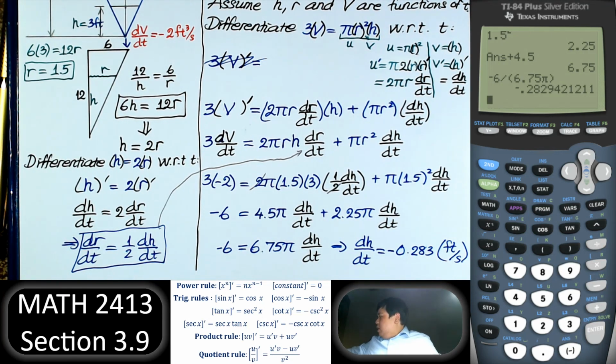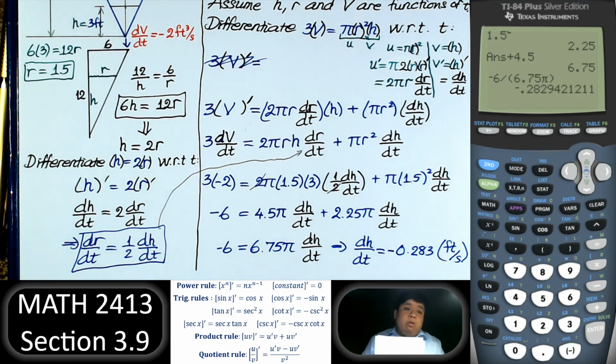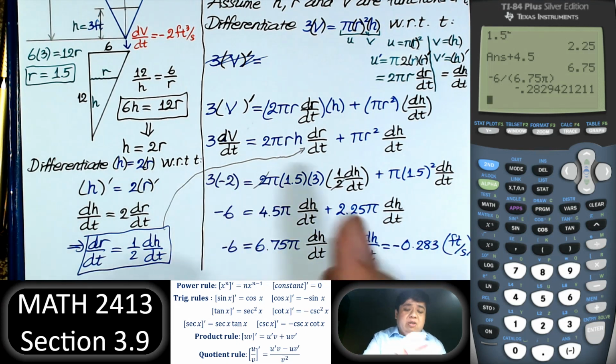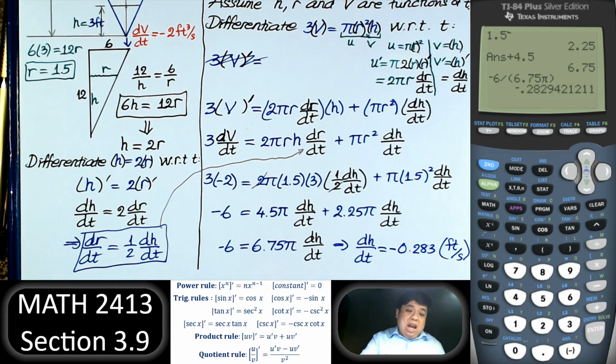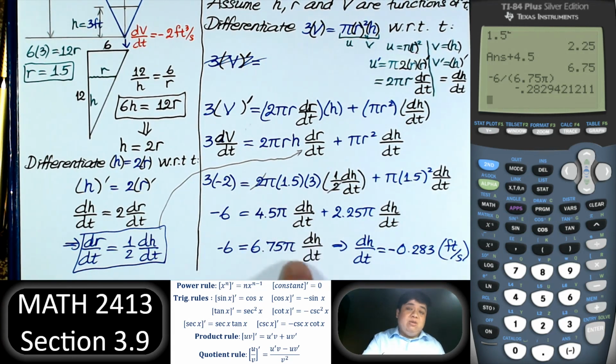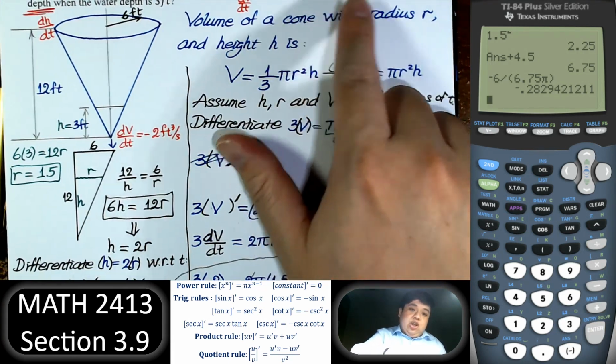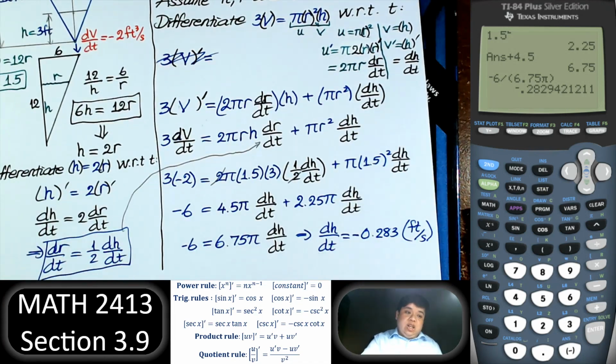So the bottom line is, in this section, related rates. We come up with the equation. When we have the equation, assume everything is a function of t. Take the derivative with respect to t, and then put in the information that we are given, and then look for the information that we're asked to find. In this case, we ask for the change of the water depth, which is dh over dt.